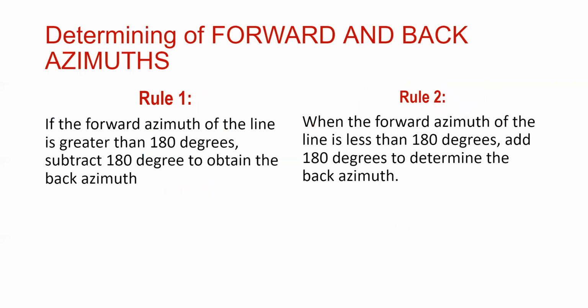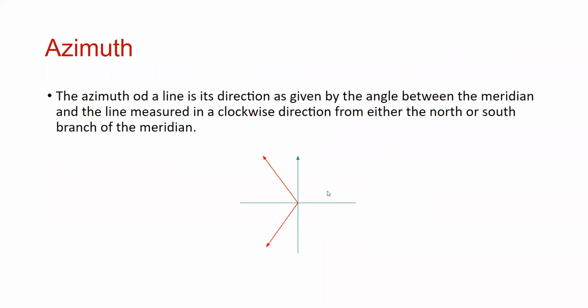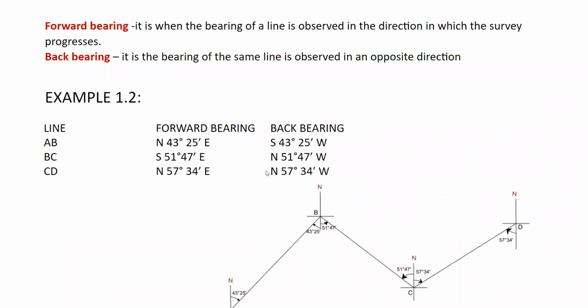In determining the backward and forward bearing ng isang line, nag-iiba lang yung direction or location. So let's say, forward bearing ng line AB, we have northeast 43 degree 25 minutes east. Pero pag nag-back bearing ka na, as you can see dito, northeast ito. Pag backward bearing ng line na to, magiging southwest na siya. As you can see, the direction flip or nagbaliktad na siya. So, ganun yung forward bearing and backward bearing.